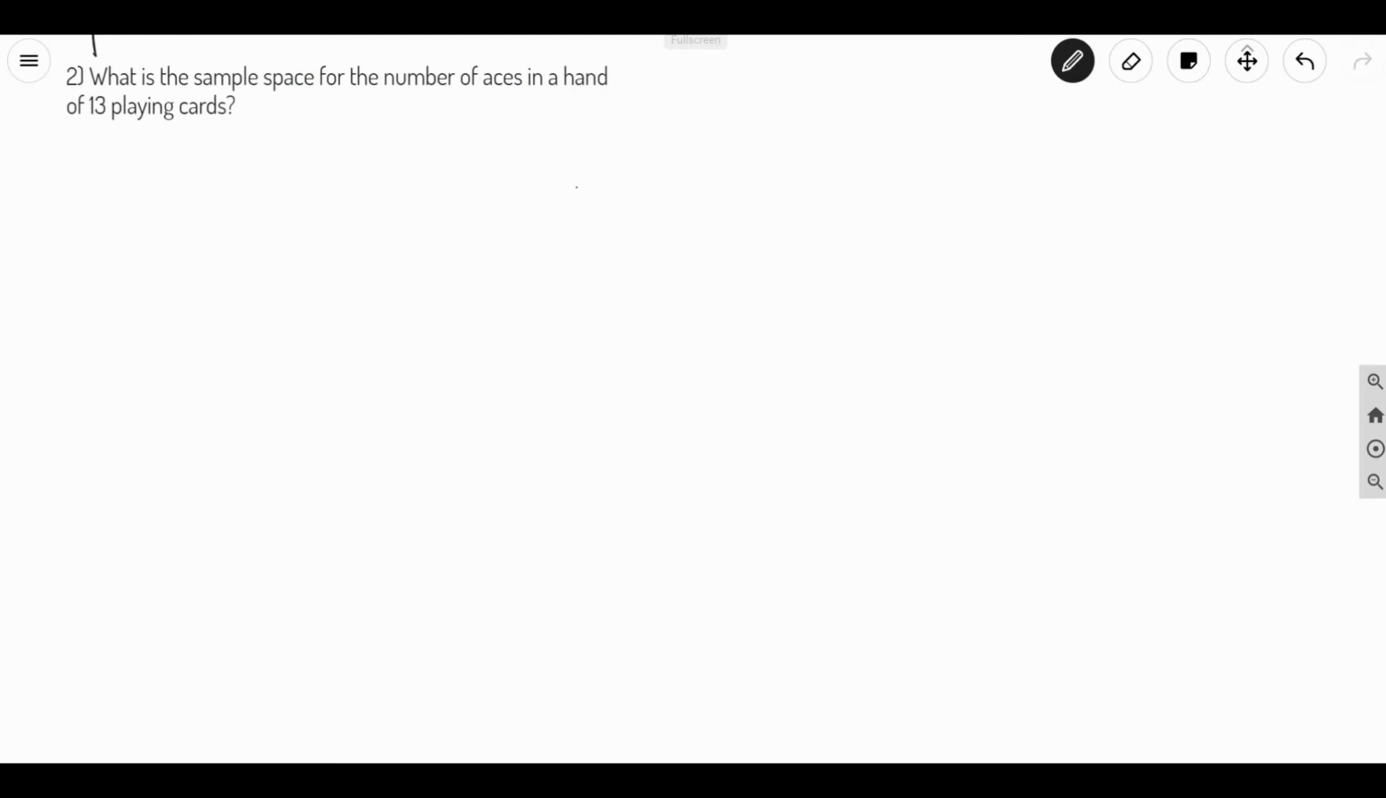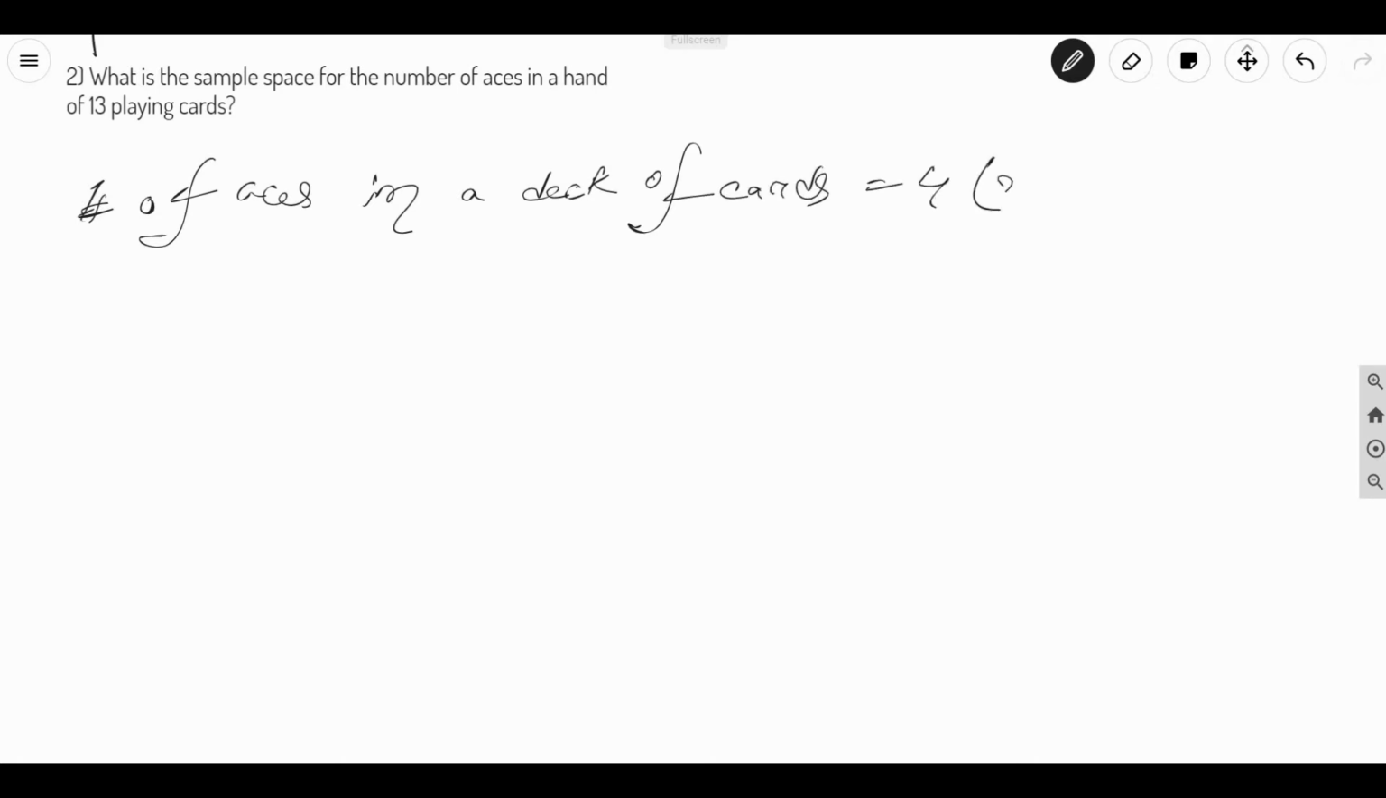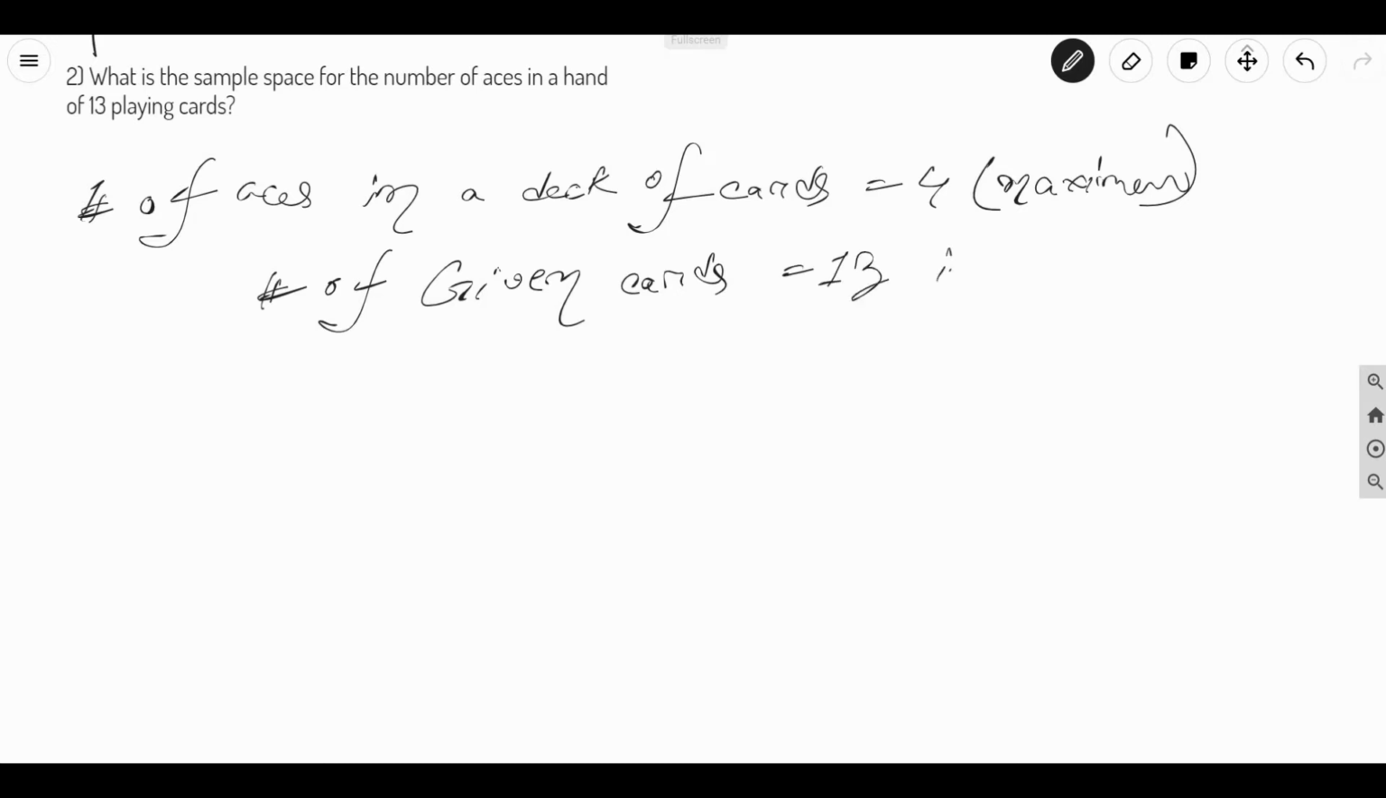Now let's move on to the second example we have got here. It is asked what is the sample space for the number of aces in a hand of 13 playing cards. So as we all know, the number of aces in a deck of cards can be maximum 4. And the number of given cards here is equal to 13 in our hand.